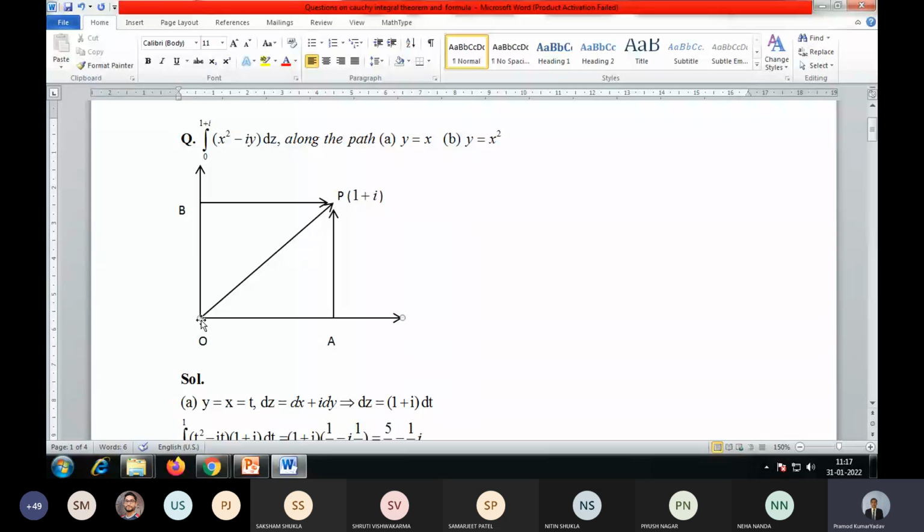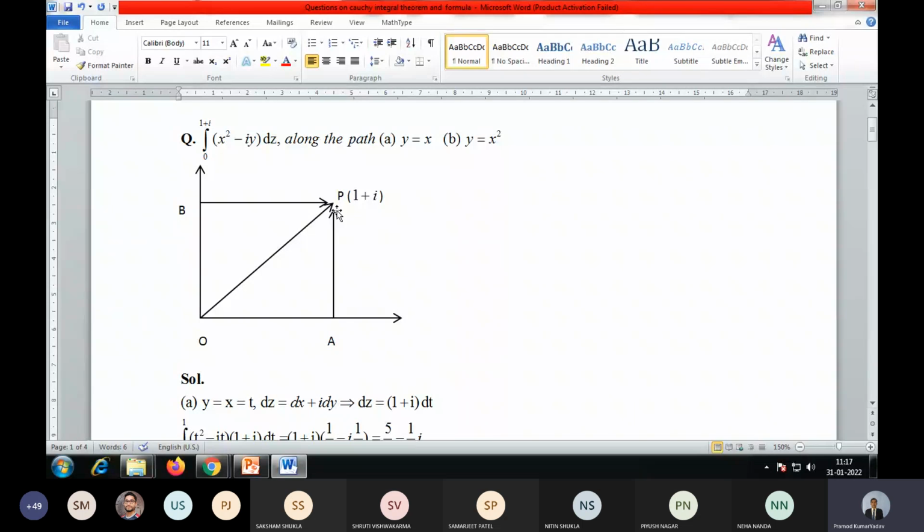So 0 is here, origin, and 1 plus i is here. So we need to integrate this one from 0 to 1 plus i along the path y equal to x. It means one path is y equal to x. Y equal to x means a line, and second path is y equal to x square. So for the first one, we want to evaluate 0 to 1 plus i.